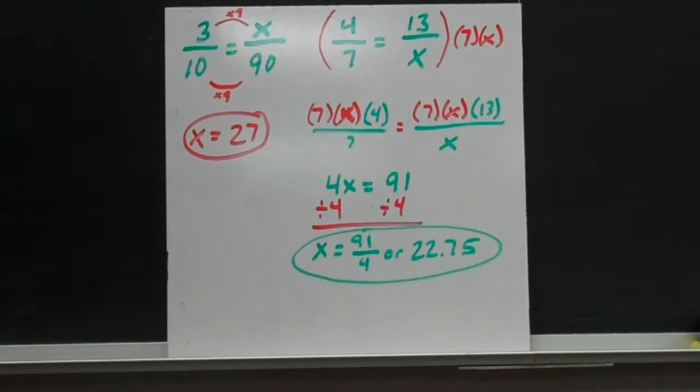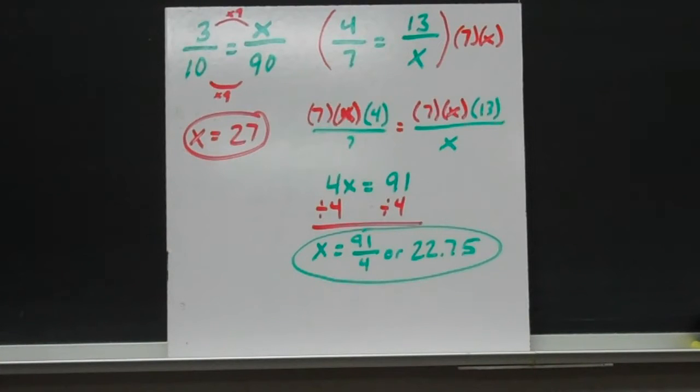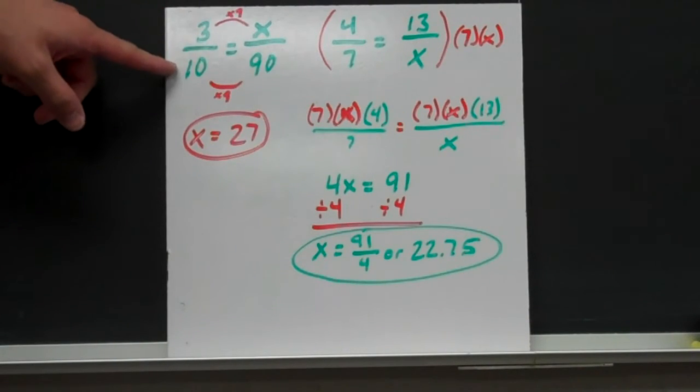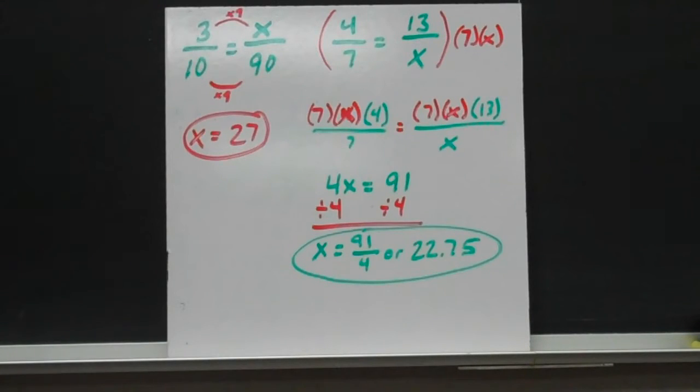This is our lesson on proportions, and we'll start out with two different proportions here. The first one, 3/10 equals x over 90. So proportions are anytime you have two ratios that are equal to each other, a ratio just being a fraction.